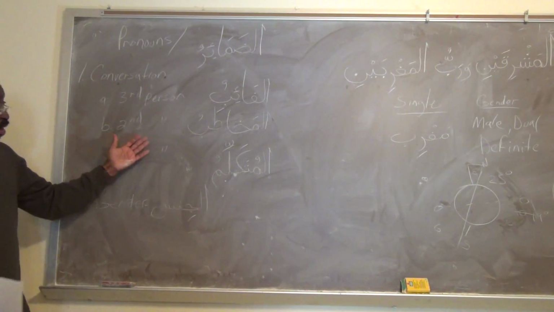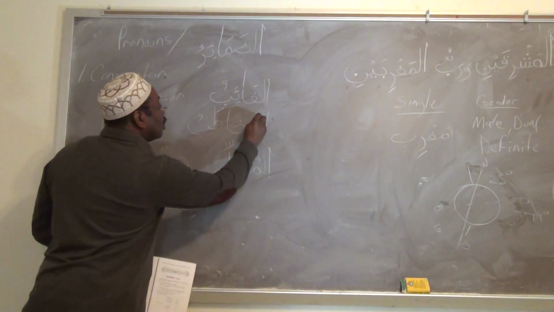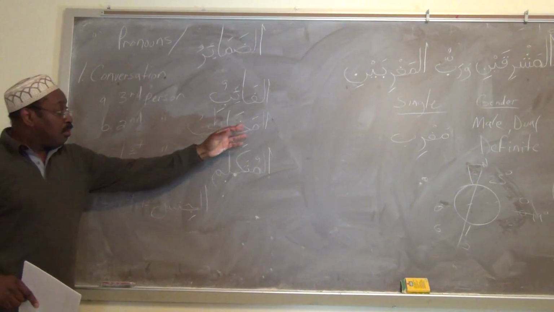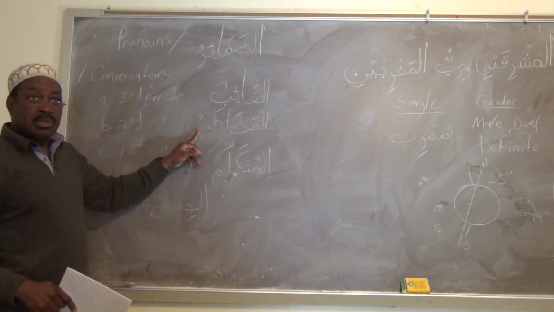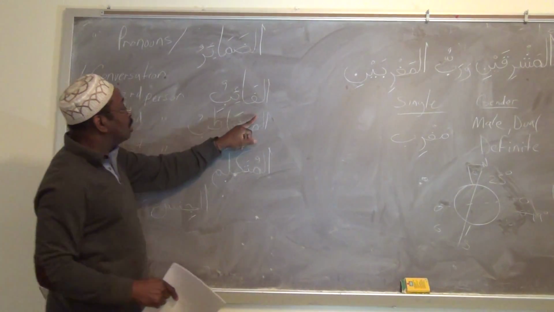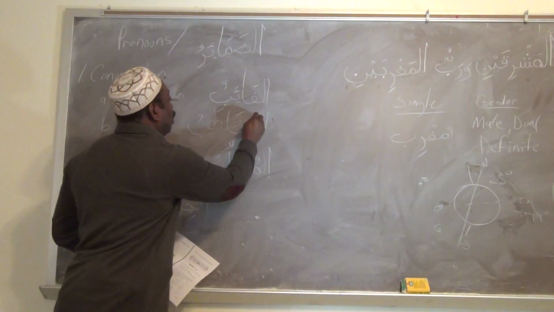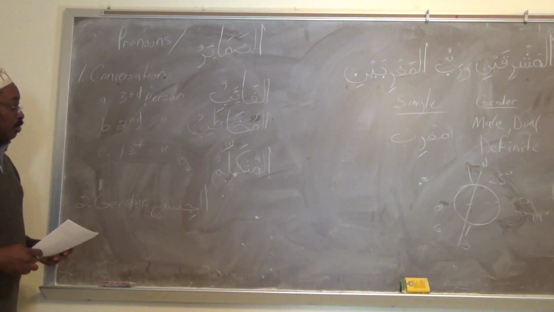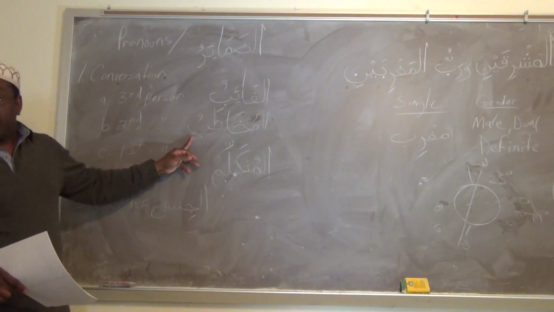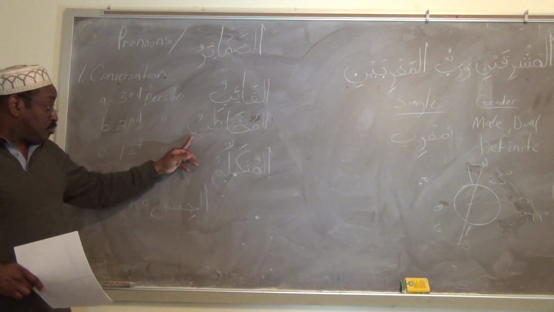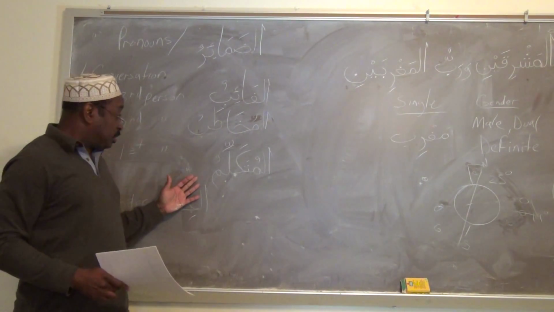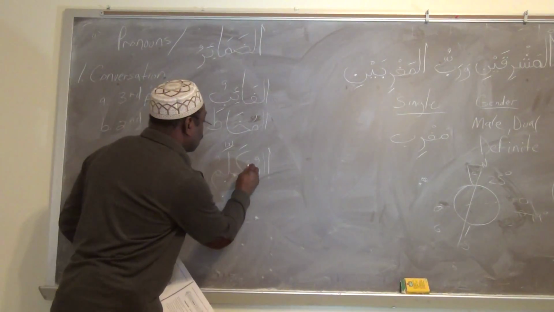So the second person would be called what? Al-Mukhatab. Al-Mukhatab. This is dhamma and meem. Yes. Al-Mukhatab. Okay. So this means the second person. Write that down. All right. Then we have what we call the first person. Al-Mutakallim.